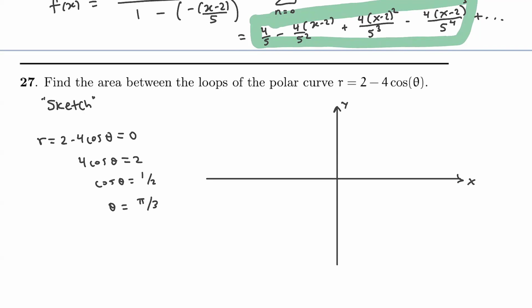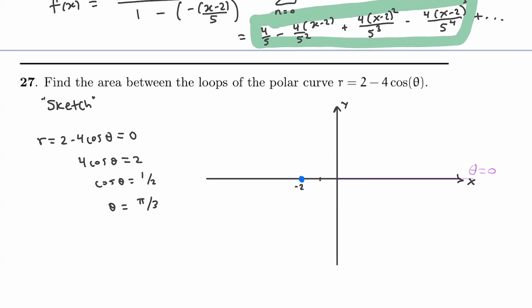So we start when theta is equal to 0. Maybe I should draw some rays right here. This ray here will happen when theta is equal to 0. So what do we get when theta is equal to 0? We're just going to have 2 minus 4 cosine of 0. Cosine of 0 is 1, so 2 minus 4 is negative 2. So negative 2 units in that direction. We work backwards, so we go 2 units in the opposite direction like this. So we end up starting here. That's where we start. It's really weird that we start here.